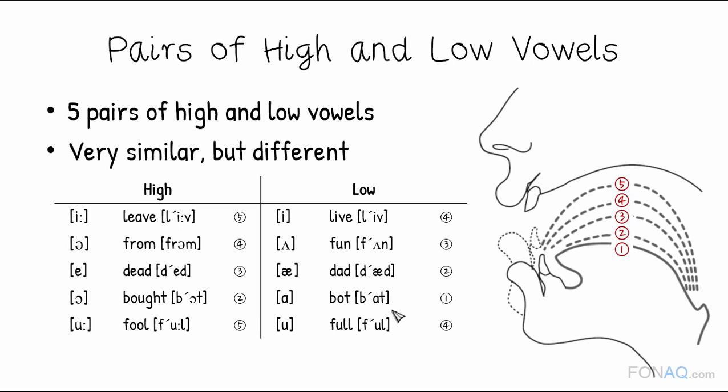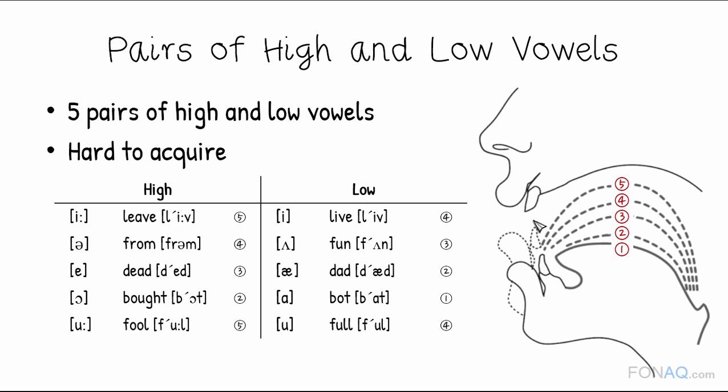Bought and bot, a high vowel and a low vowel. Full and full, a high vowel and a low vowel. They all sound a bit different from one another due to where the tongue is. Unlike voicing of consonants, which we can easily recognize, it is very hard for us Koreans to distinguish vowel pairs. This is because, as Korean speakers, we do not have good knowledge about English vowels.